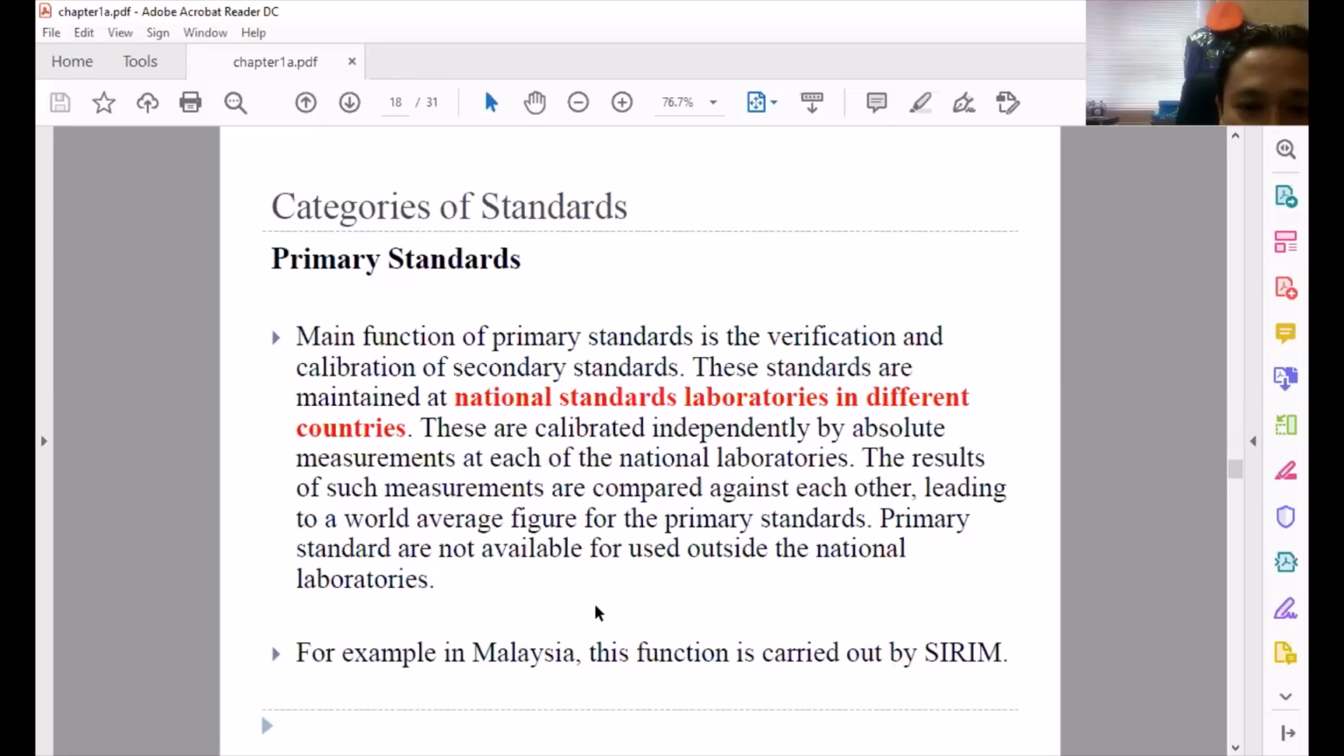All right. Next is the primary standards. Actually, this primary standard depends on the country. Every country has its own standard. For example, in Malaysia, we have SIRIM.